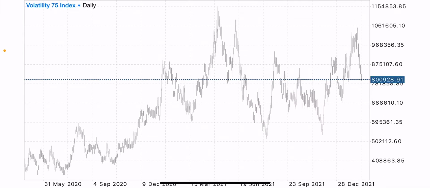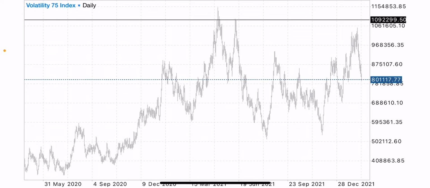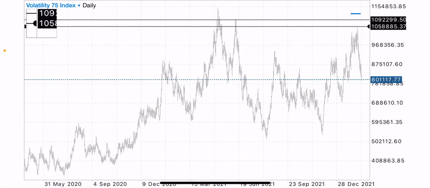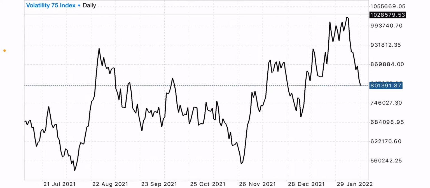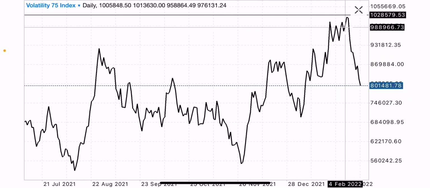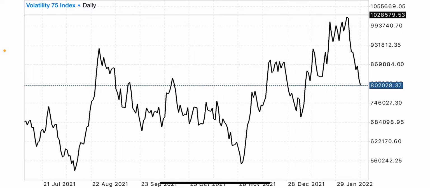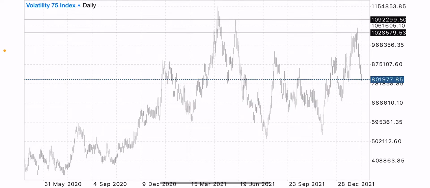Now, looking at Volatility 75 on a daily time frame, we can see that the market is in a downtrend. The market came to the all-time high here, but then did not reach the all-time high again. The market stopped here and gave us an M pattern. We can also call it 1, 2, 3, 4, three tops. Then it broke.